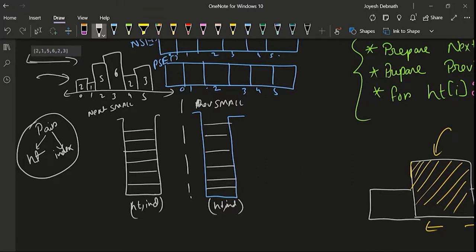As you can see here in this example, there are bars of height 2, 1, 5, 6, 2, 3. And if we are to calculate the largest area in this particular histogram, this should be this particular area. Okay. Now let's first understand the inner concept which is involved in this particular question.